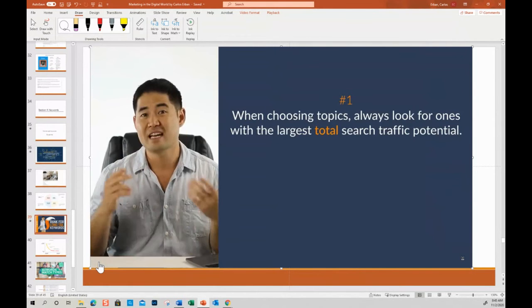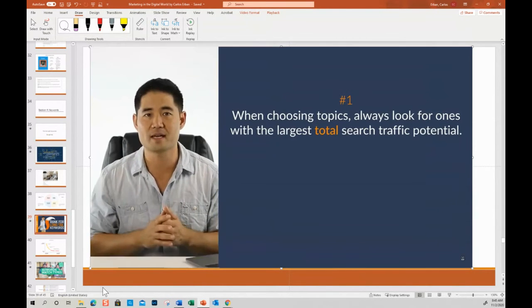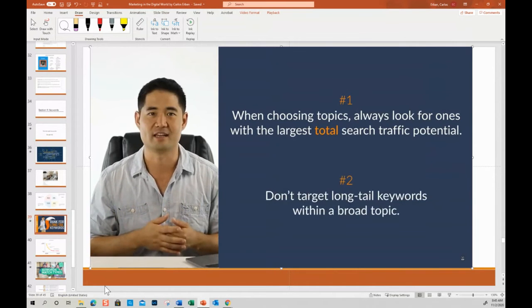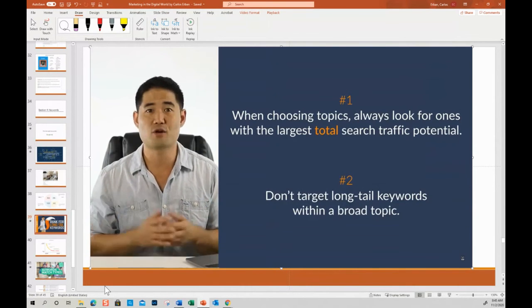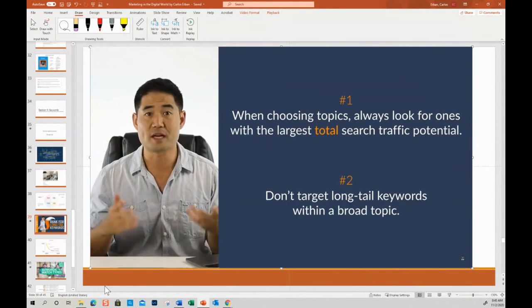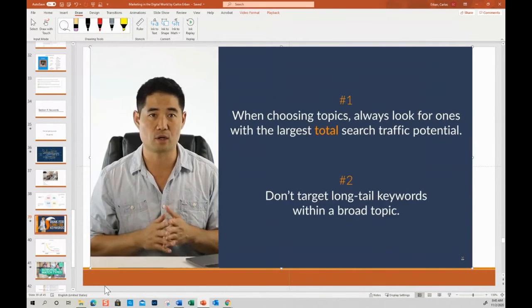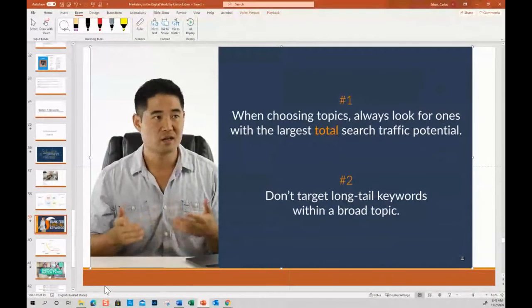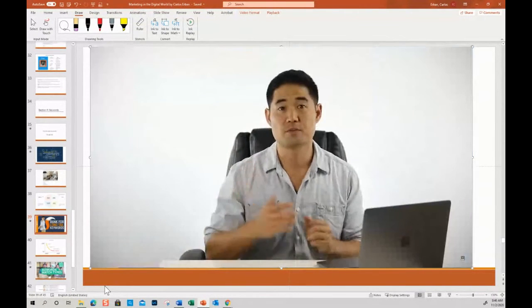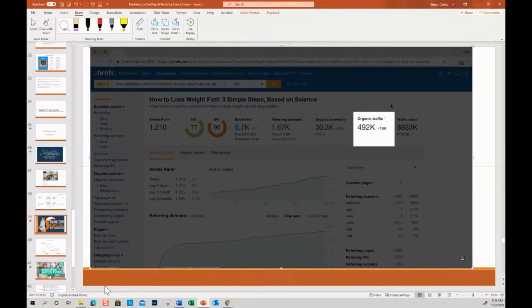And number two is equally important. If Google merges a long tail keyword into a bigger topic, then there's no point in targeting it, right? Think about it. We already know that Google will rank one broad article for thousands of search queries. So by trying to publish dedicated articles that target a single long tail keyword within the broad topic, you'll achieve nothing but wasted time. Here's some proof. This article from Healthline generates around 490,000 search visitors globally each month, and they rank for a ton of keywords.